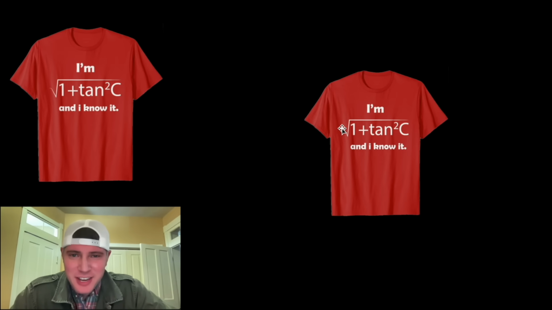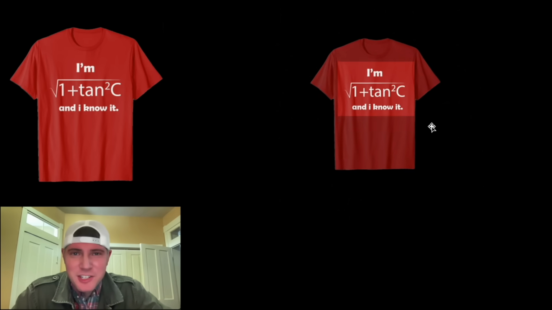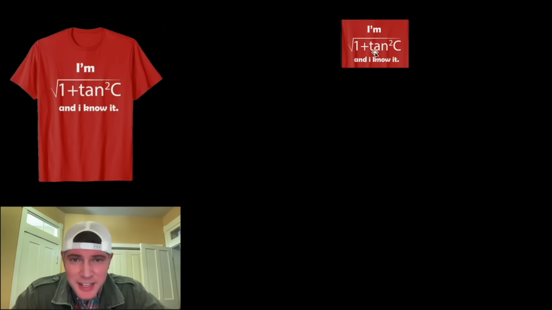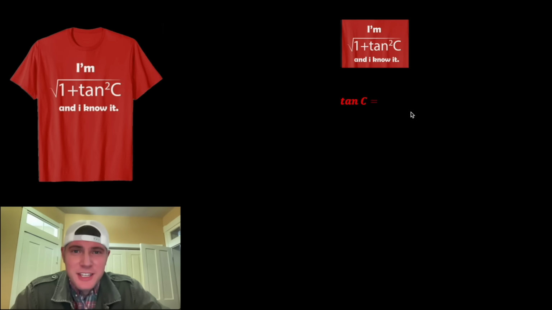This t-shirt says "I'm square root of 1 plus tangent squared c, and I know it." I'm thinking there's a hidden message in here. First thing I'm noticing, it has a tangent of c in there, so that's expressed as tan c. Tan c is a trig function that's equal to sine c over cosine c.